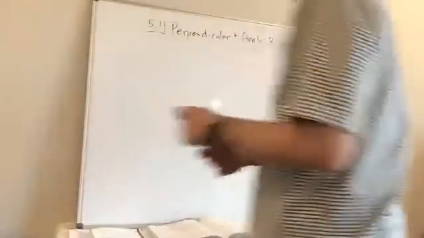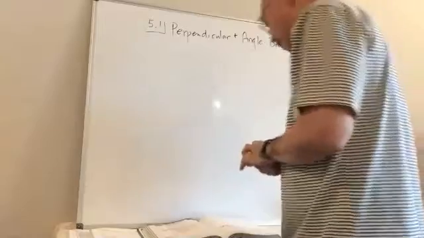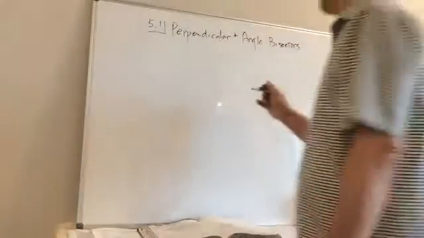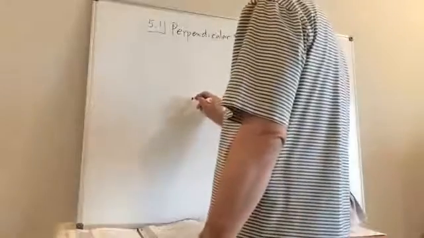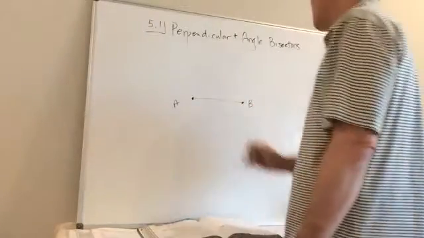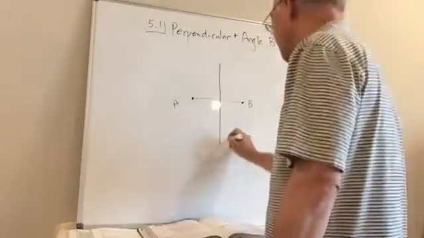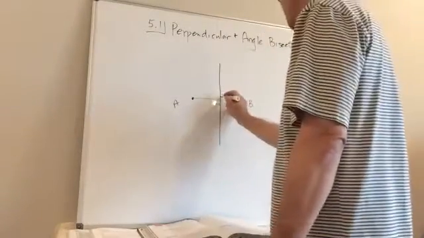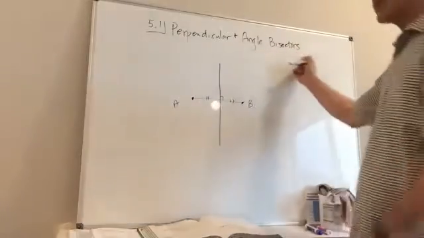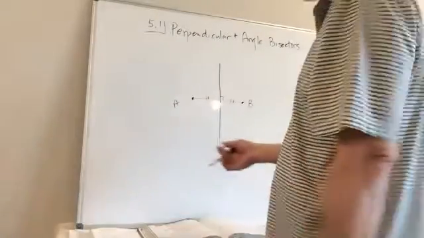So let's get started with 5.1. In 5.1, we're going to talk about perpendicular and angle bisectors. A perpendicular bisector: if I have point A and point B, a perpendicular bisector is a line that goes through here, is perpendicular to this line, and cuts it in half. Hence the bisector. Bisector means it's cutting it in half.